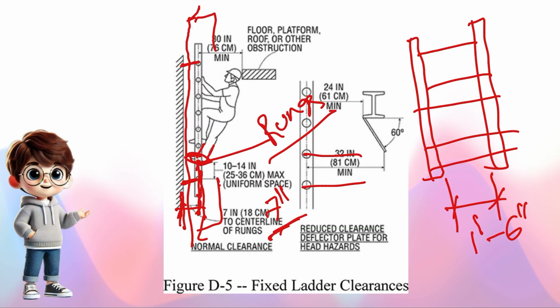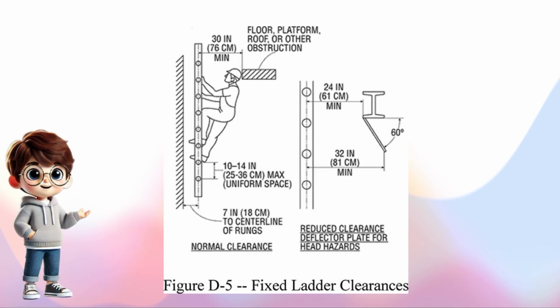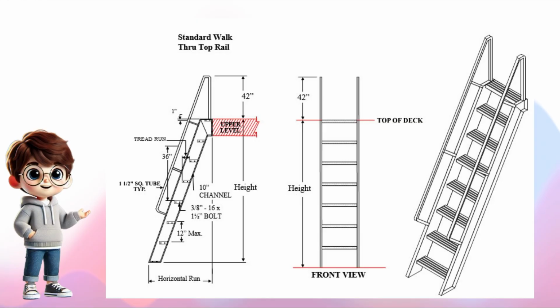And then the rung spacing will be 1 foot maximum. This is 1 foot. So this is all about pit ladders. Now let's see ship ladders. These are ship ladders. These look like stairs only. Same here also, the riser will be 12 inches maximum, and this will be the landing, and these will be the rails.